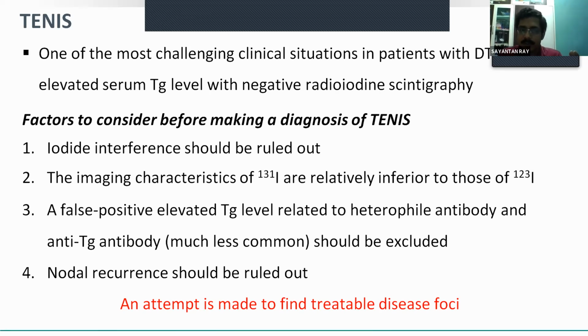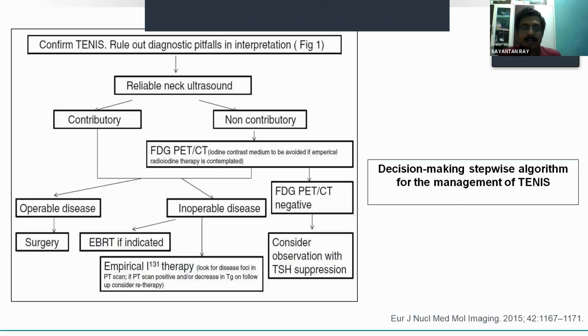A false positive elevated TG level could be related to anti-TG antibody or heterophile antibody, and a nodal recurrence should be ruled out. And these nodes are frequently negative for sodium iodine importer and therefore do not show up. So if all these pitfalls are ruled out with certainty, then we should attempt to find treatable disease and foci. Here is a decision-making stepwise algorithm for management of TENIS.